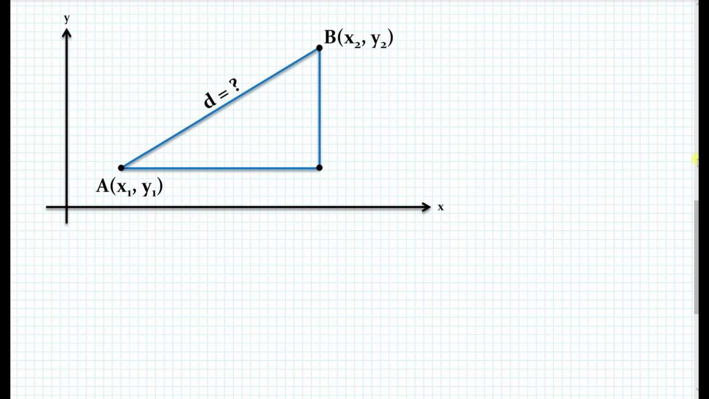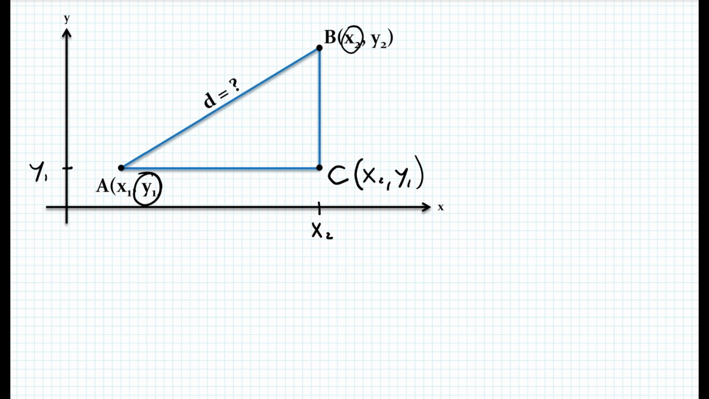Okay, so here's our triangle. The first thing we want to do here is to determine what this point over here is, and let me call it point C, okay? So what is the x-coordinate of this point? The x-coordinate is the same as this one, x2, because they share the same x-coordinate. So this is actually x2. Now what about the y-coordinate? Well, the y-coordinate is the same as this one because they share the same y value, y1.